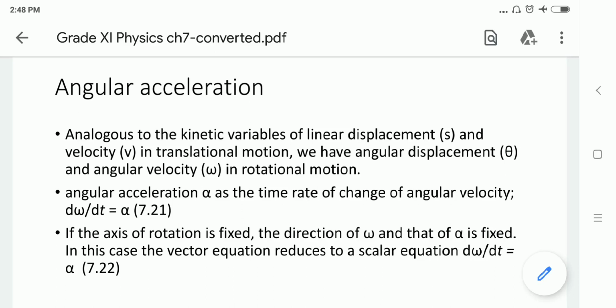So angular acceleration alpha is the rate of change of angular velocity with respect to time, that is alpha equals d omega by dt. If the axis of rotation is fixed, then the direction of omega and acceleration also remains fixed. So in the case of the vector equation, d omega by dt equals alpha for the scalar equation.